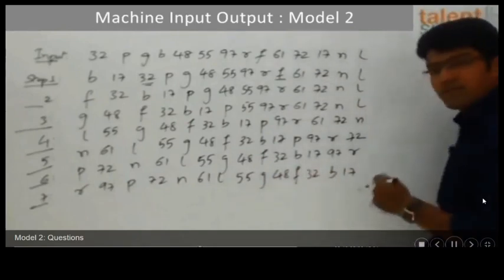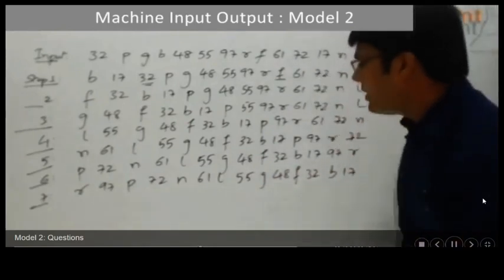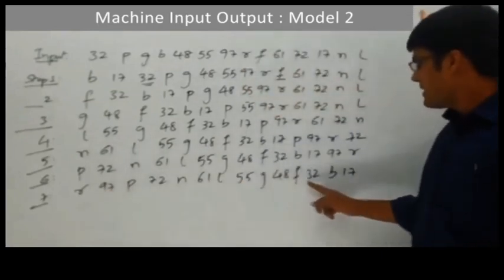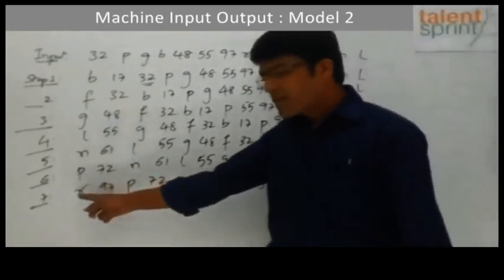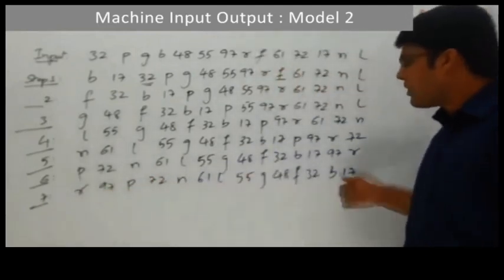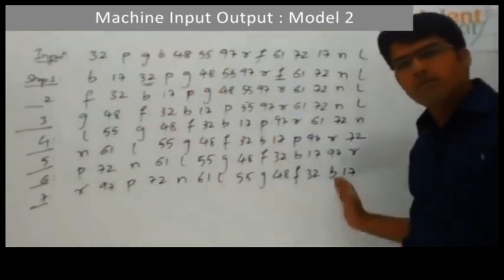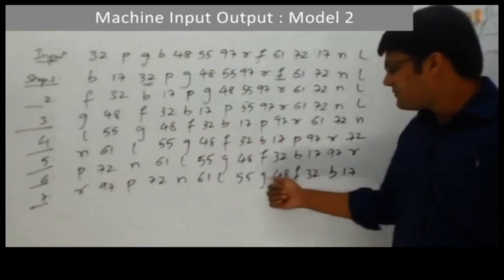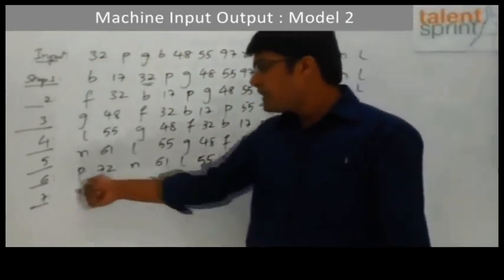So now if you observe your last step, what do you see here? All the numbers have come in the reverse order: 97, 72, 61, 55, 48, 32, 17, and the words also have come in the reverse alphabetical order. So R, P, N, L, G, F, B. Or if you want to verify, go from the right to left, so that you get to know the alphabetical order. So B, F, G, L, N, P, and R.